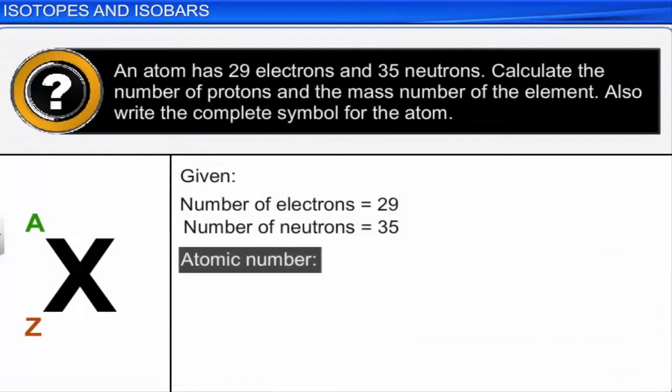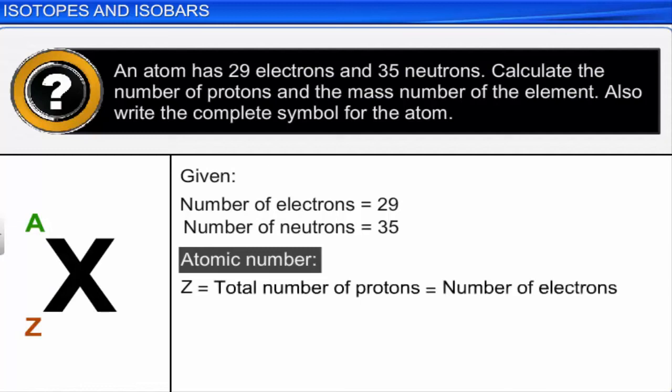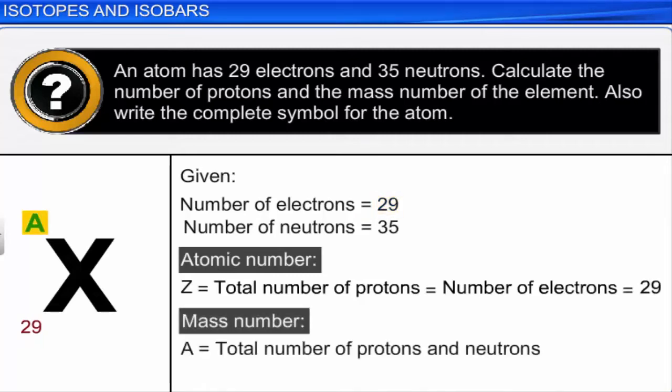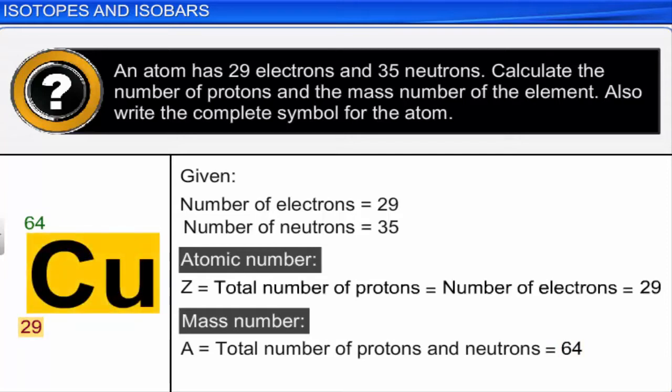Since atomic number Z is equal to the number of protons, which is also equal to the number of electrons in the atom, we can say that the number of protons is 29. We know that mass number A is equal to the sum of the numbers of protons and neutrons. Hence, the mass number of the given element is equal to 29 plus 35, which is equal to 64. Since the atomic number of the element is 29, the atom is copper. The complete symbol for the atom may be represented as shown here.